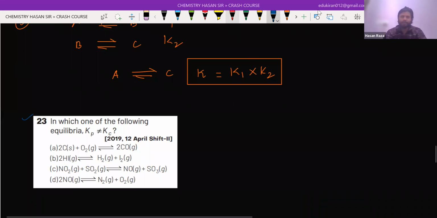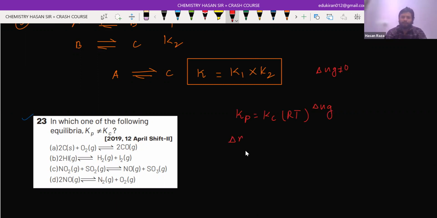Very good, Marita. So I think it's very easy. You can see Kp is not equal to Kc. So we had a relation Kp is equal to Kc (RT) raised to the power delta Ng. You just need to look for delta Ng, which is not equal to 0. And you know that, very good, Adrian. Delta Ng is equal to number of moles of the product in gaseous state minus number of moles of reactant in gaseous state.